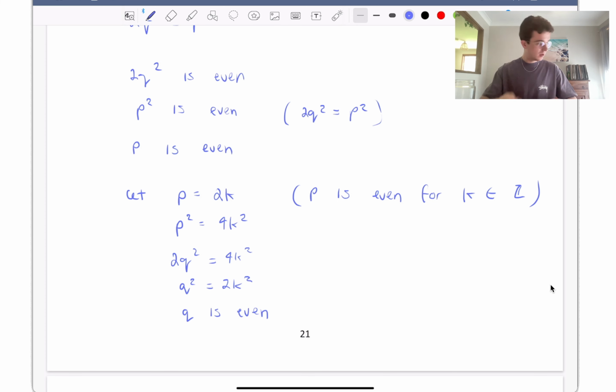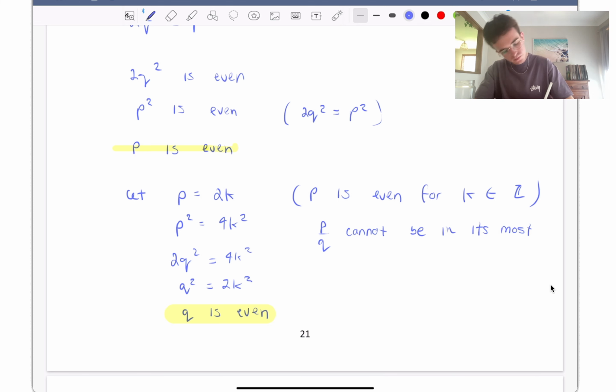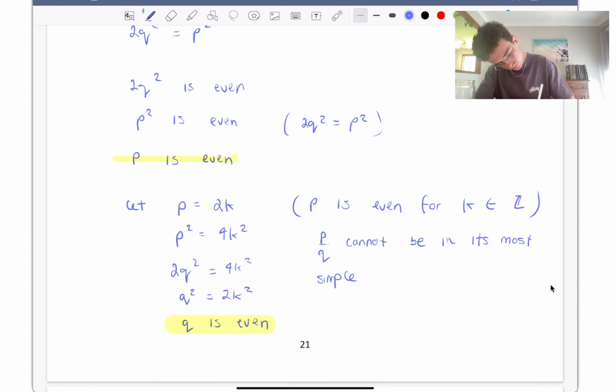Now that's a problem, because we've said that p is even, and we've also said that q is even, so p on q cannot be in its most simple form, as p and q have a common factor of 2.